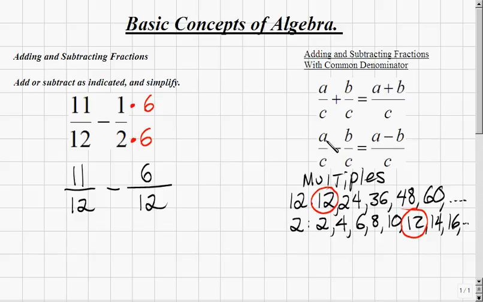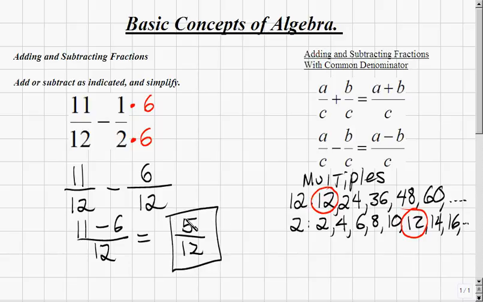Our rule now tells us that if we have common denominators, we subtract the numerators and write that over the common denominator. That said, 11/12 minus 6/12 becomes 11 minus 6 all over 12. Simplifying this, 11 minus 6 becomes 5/12. So our final answer is 5/12.